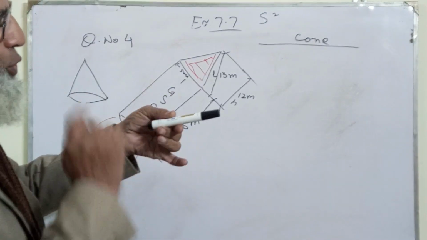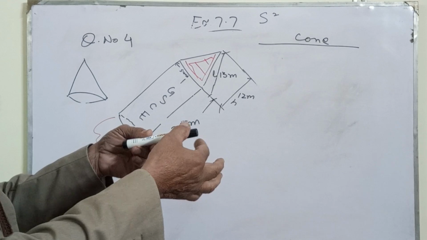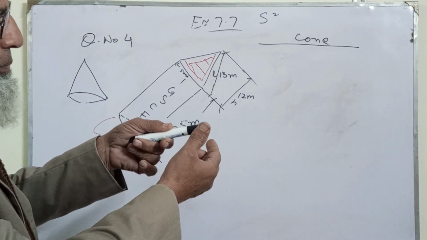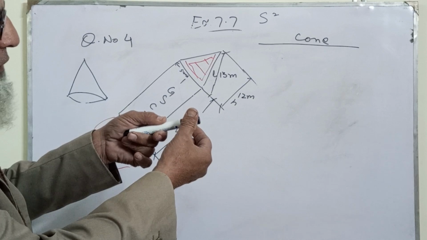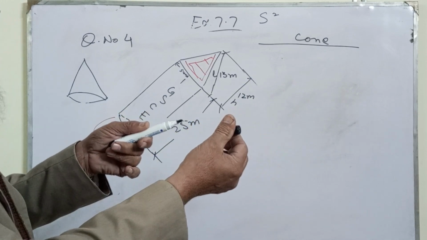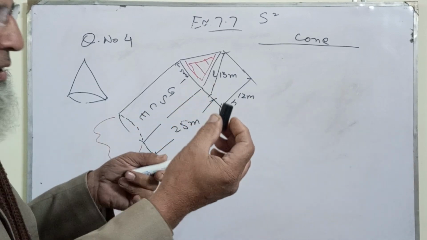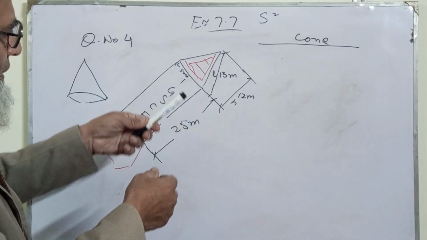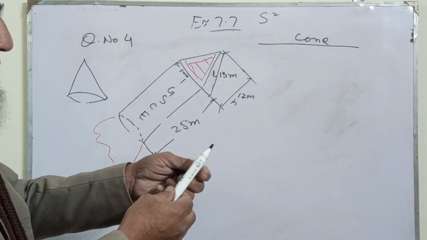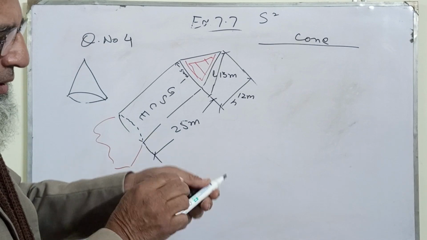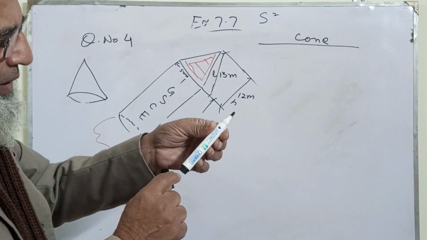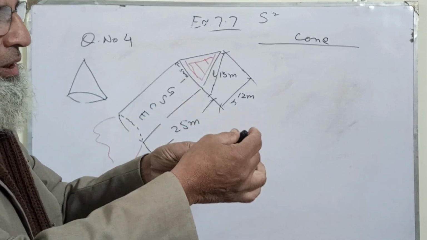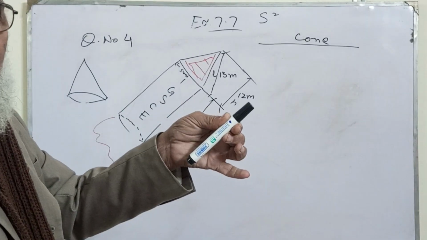Now you can understand this point from this marker. Suppose that this is a cone. Though this is not a cone, just suppose, for example, this is a cone. If I detach it from this marker, the cylinder is from here to here, and this is the cone.